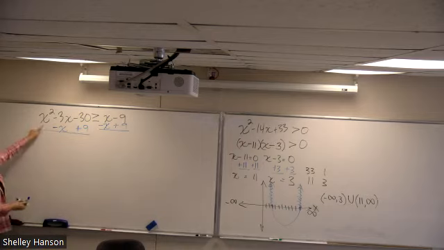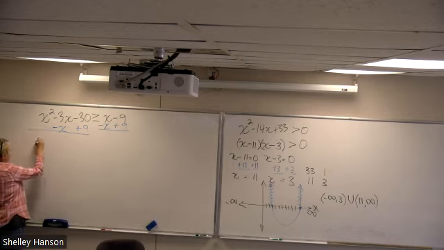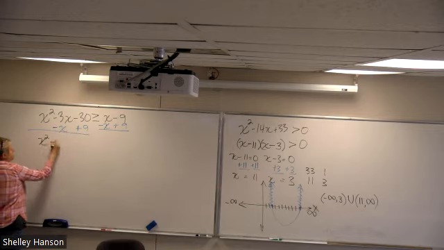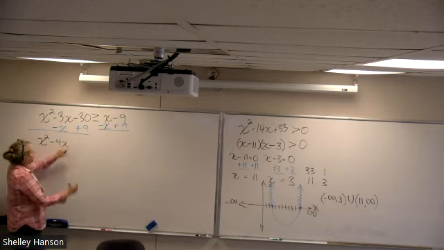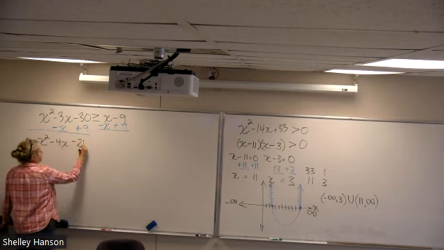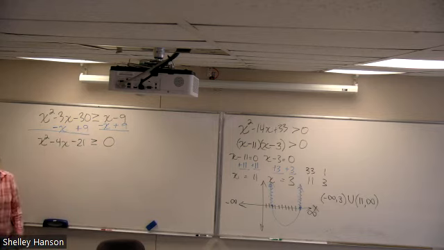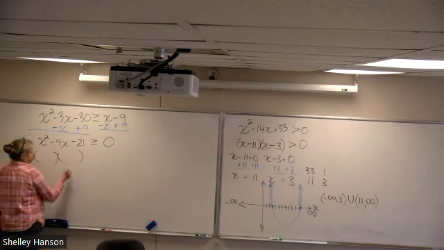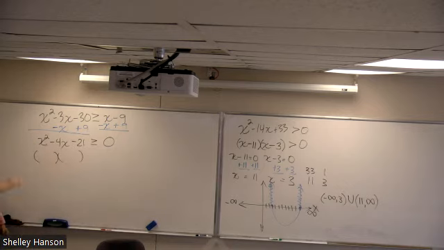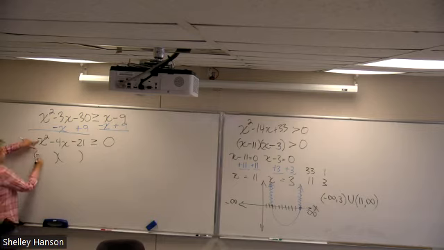Let's see what's left. X squared, negative 3 minus 1 gives me negative 4x. Negative 30 plus 9 is negative 21, and it wants to know where is that greater than or equal to 0. So again, you could put this in quad, and we'll start doing that here in a little bit. X and x for x squared.